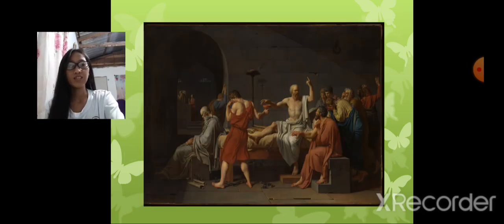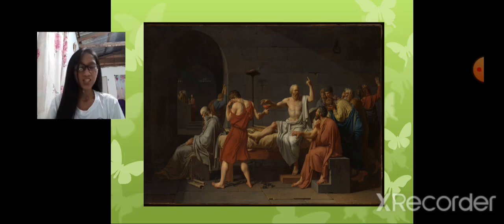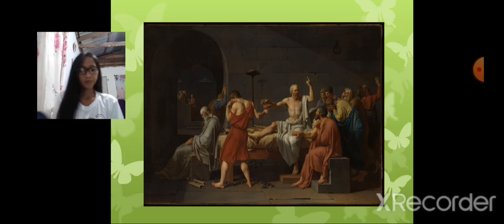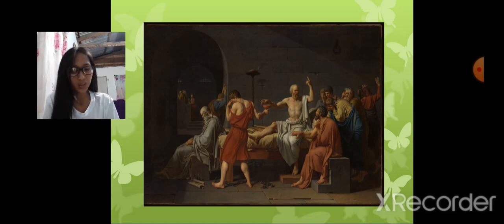So one of the examples of this is the Death of Socrates by Jacques-Louis David. This painting portrayed the classical theme of the trial and execution of Socrates, with an underlying message of resistance against the French ruling authority during those times.